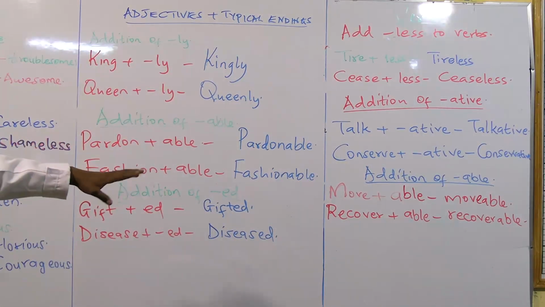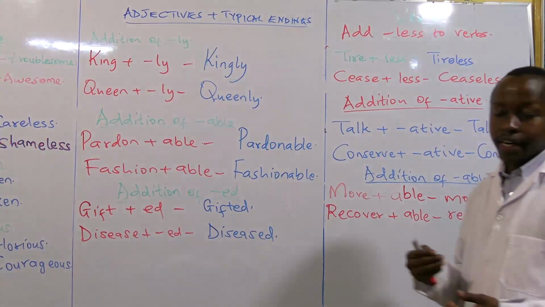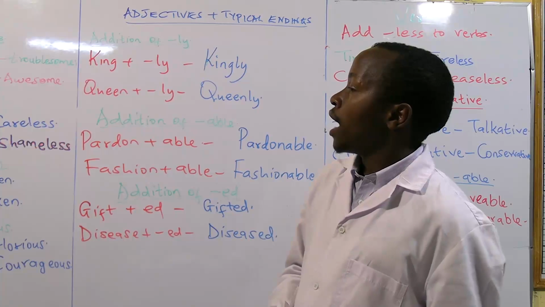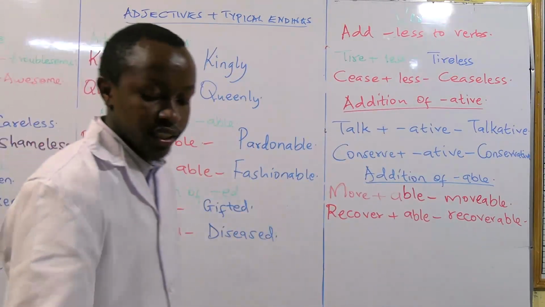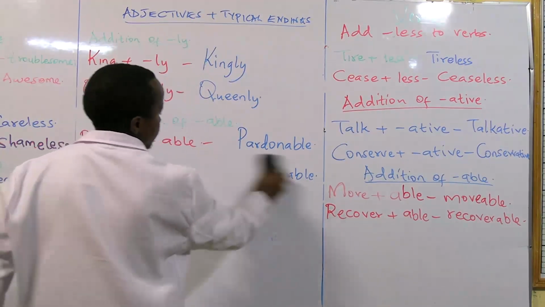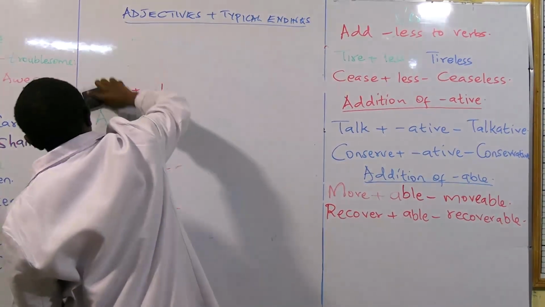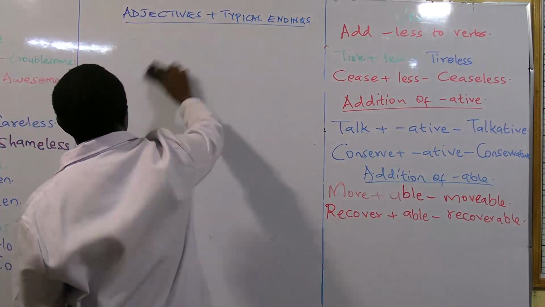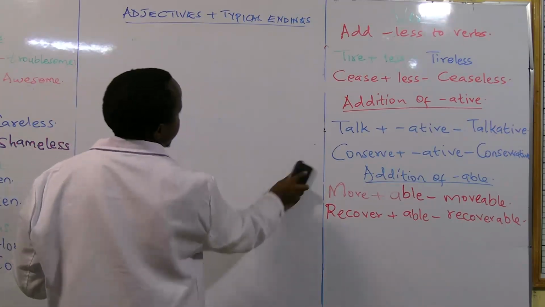When we have all that, recover plus able becoming recoverable, we have now understood that we can form adjectives by having some typical endings added to verbs. Let me now move on and talk about something connected to the same area.